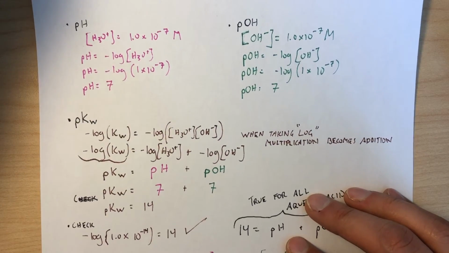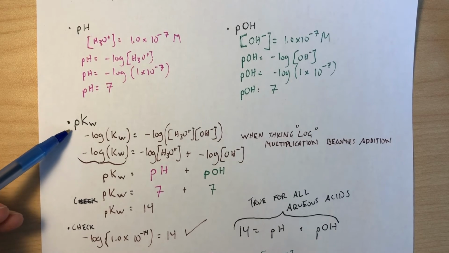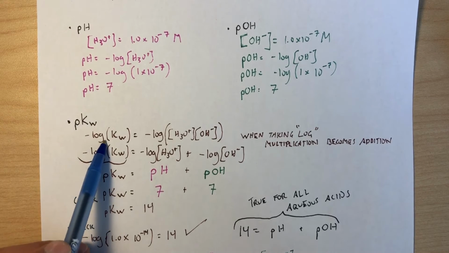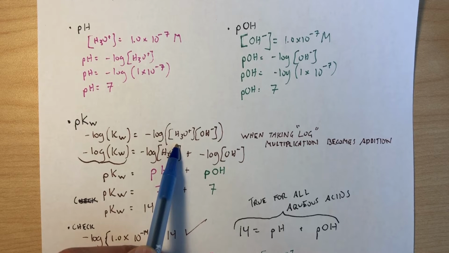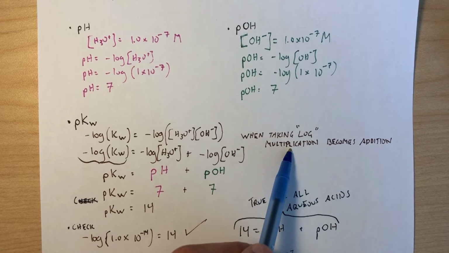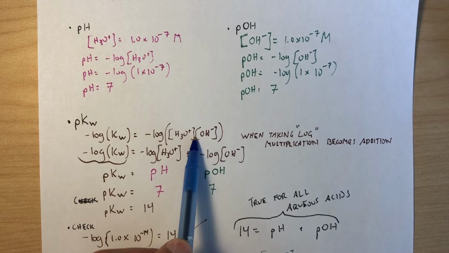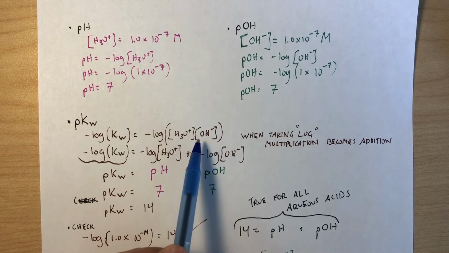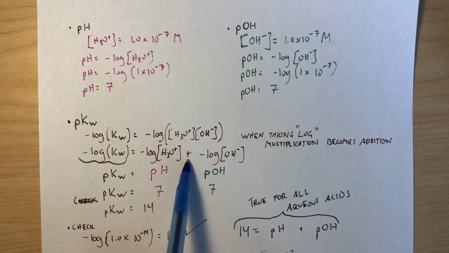When you do that, a few really important relationships emerge. When you take the negative log of the entire Kw expression, you take the negative log of the left side, Kw, and you take the negative log of the right side, the product of the hydronium and hydroxide concentrations. Now, when you take the log of the multiplication operation, it becomes addition. So right here is a multiplication between hydroxide and hydronium. When we separate them, we get the negative log of hydronium and the negative log of hydroxide, and that becomes a plus.